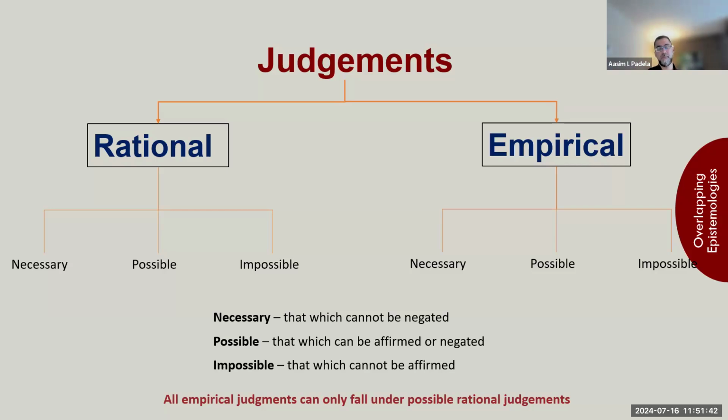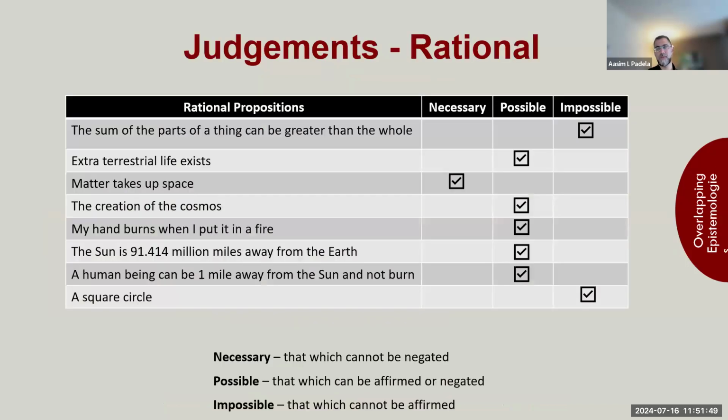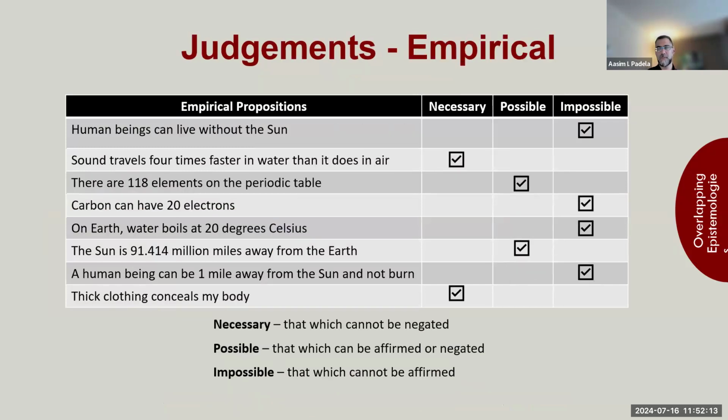And this is particularly important when we start thinking about scientific claims. All right, so here's an example of the chart for rational judgments. And I won't go through them one by one here. But the idea here, again, is what is a rational judgment: is it necessary, is it possible? So it's necessary in some cases, right, matter takes up space, for example. But a lot of things are possible rational judgments, and there are some things that are impossible. But the important thing here is empirical judgments, right? So again, we see the idea that you have to put each judgment within not just a spectrum of how sure we are, but also whether it's necessary, possible, or impossible.